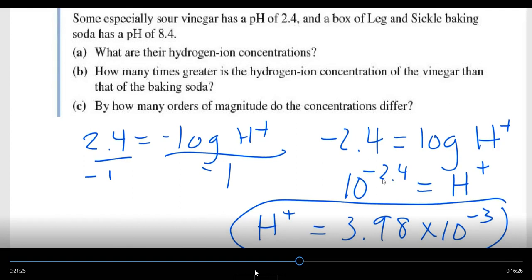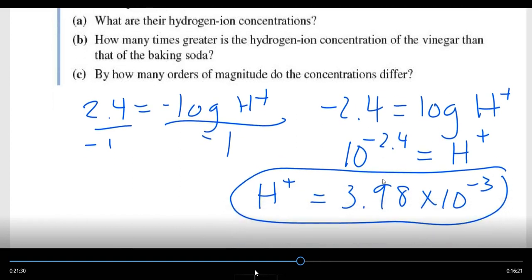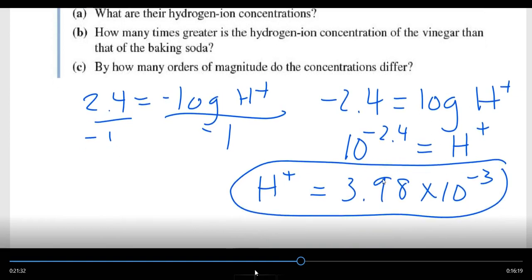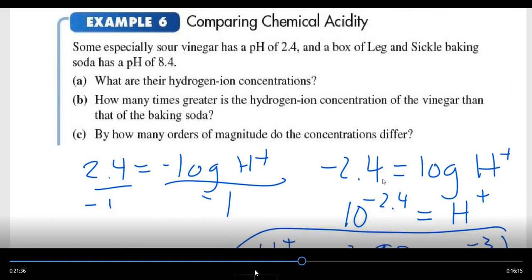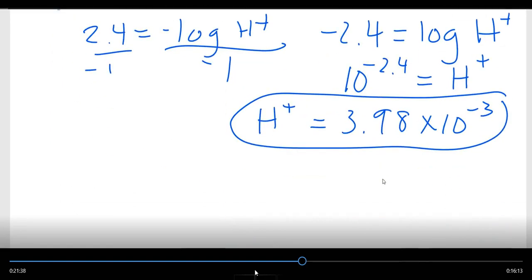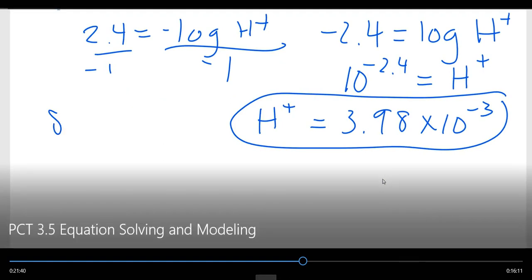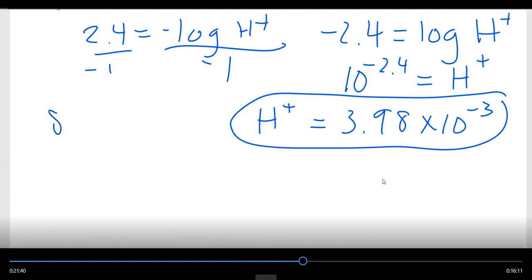What are their hydrogen ion concentrations? Okay, we got that part. That's part A. How many times greater is the hydrogen ion? I guess I have to do the other one. So I have to do 8.4. We're going to go through the same process. Obviously, the first step would be to divide by -1.